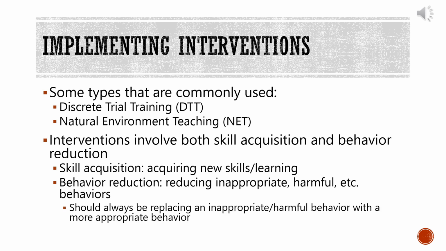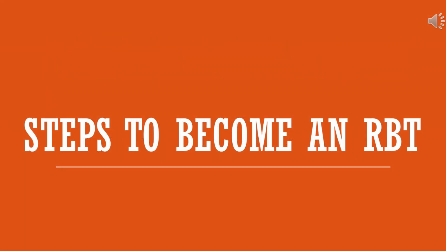It is especially important to note that there should always be a replacement behavior for a behavior that you are trying to decrease. For example, if a child engages in self-injurious behavior to receive access to attention, we can teach the client to instead request attention in a more appropriate way, such as vocally demanding attention or exchanging an icon for attention.